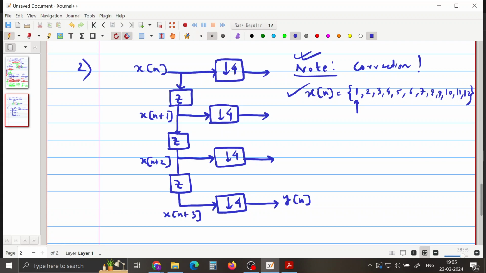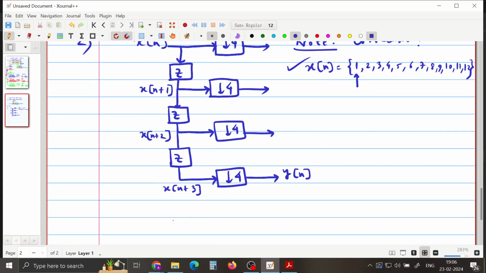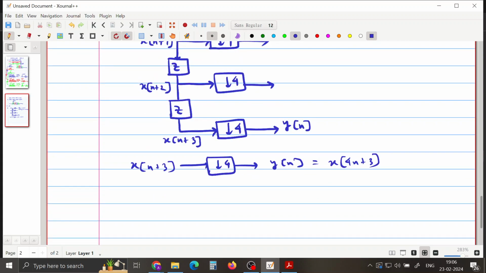So this is x of n plus 3, and that gets passed through a downsampler of factor 4 to give me y of n. So essentially this is the final thing which is happening, x of n plus 3 going through a downsampler to give me y of n. So your y of n would be basically x of 4n plus 3. Basically, downsampling of factor M converts x of n to x of Mn. So that's what I've written here.